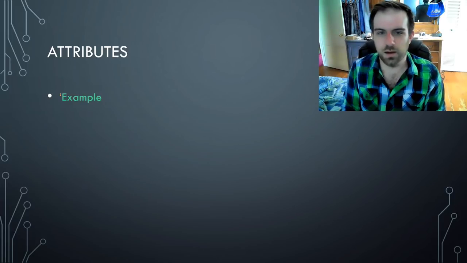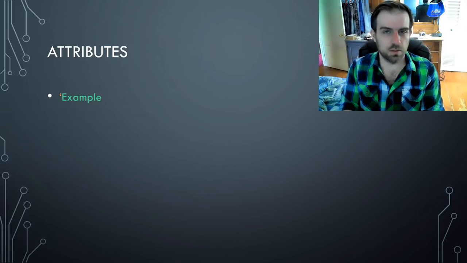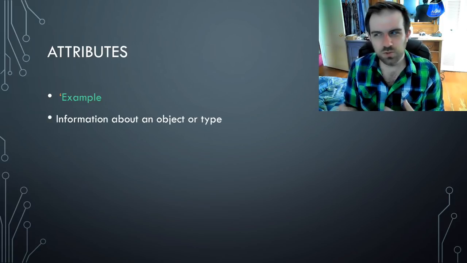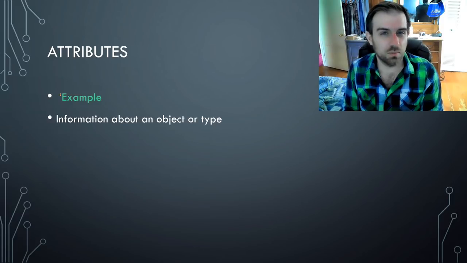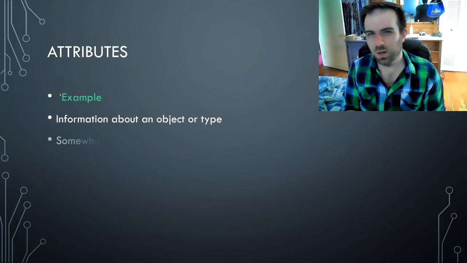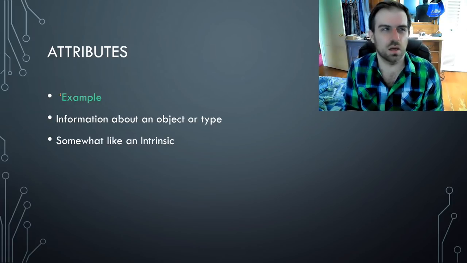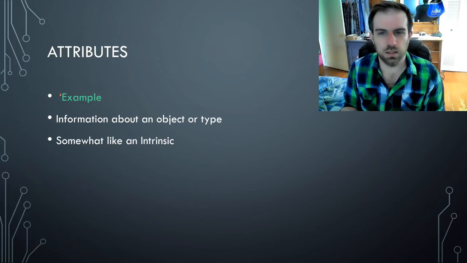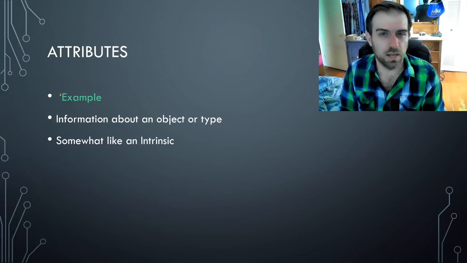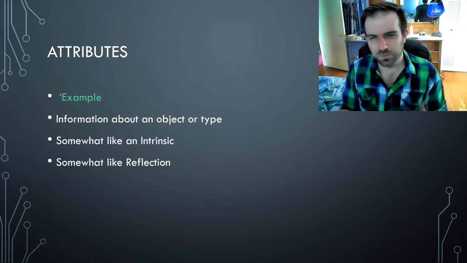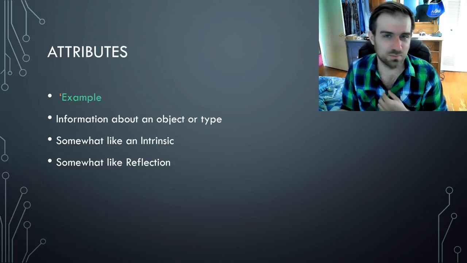That's not at all like they are in Ada, but they're presented like this, with an apostrophe and then the name of the attribute. They're generally like information about an object or a type. They're somewhat like an intrinsic function, which is something that's automatically defined by the compiler. It's not something that needs to be provided by another library. But they're also somewhat like reflection. And like I said, this will be something that gets covered in other videos, because it's a subject very unique to Ada, so it needs to be covered.